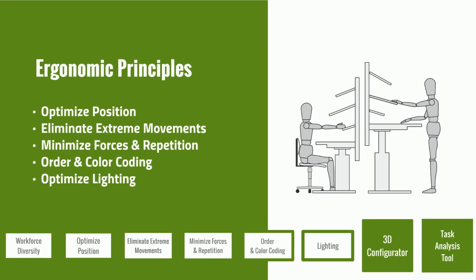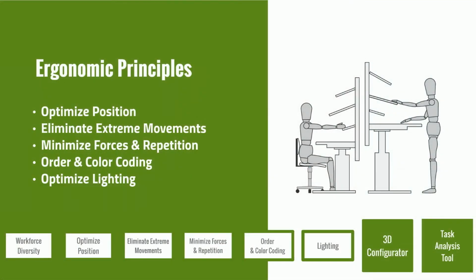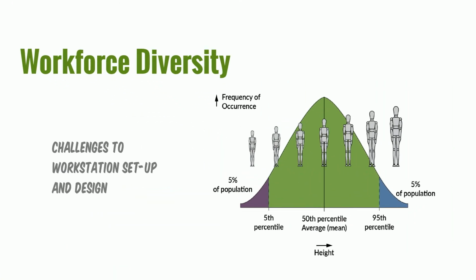Good. Excellent. Well, I wanted to go over some of the basic ergonomic principles that we apply when we're putting together these applications. And the five we're looking at today starts off with optimizing position. Then we're going to start looking at eliminating extreme movements, minimizing forces and repetition, order and color coding, and finally, optimize lighting.